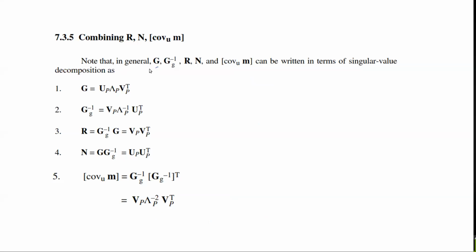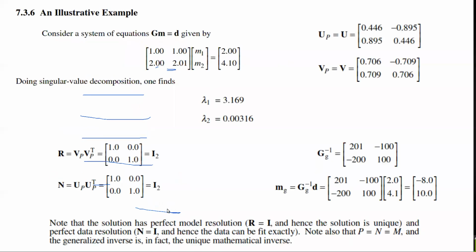Okay, so now we have some relationships that we can put in one place. We have G, which is coming from our model. We can use SVD to find the generalized inverse. Then G inverse is given by this, the generalized inverse. This will be our model resolution matrix from the SVD, which we can compute easily. This will be our data resolution matrix. And this will be our unit covariance matrix, which we compute by that.